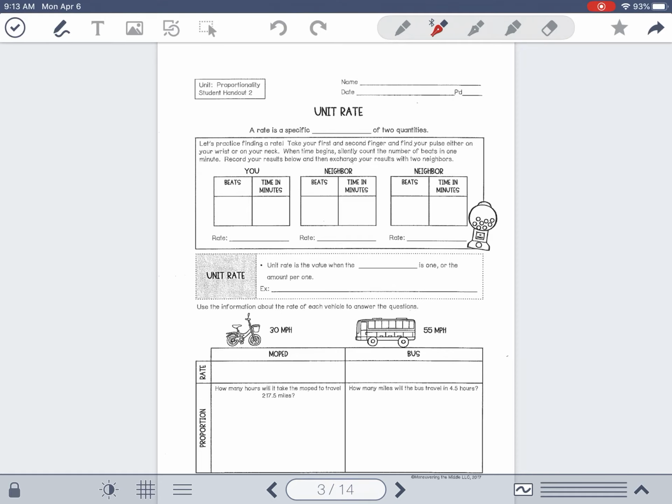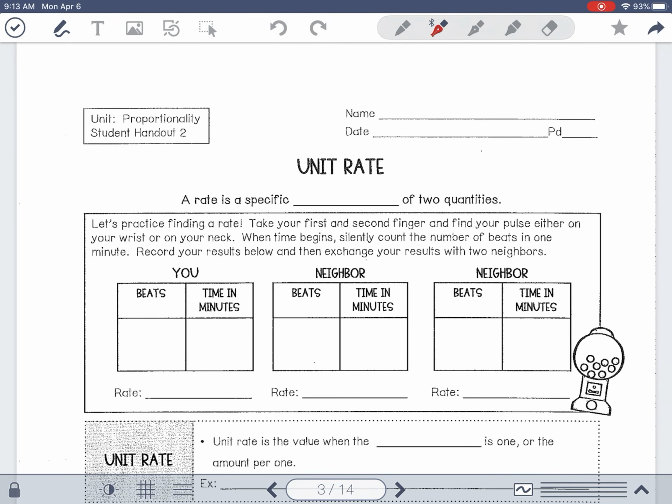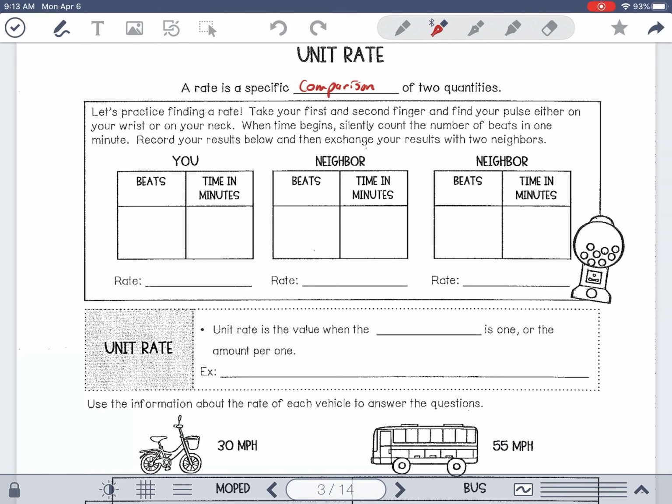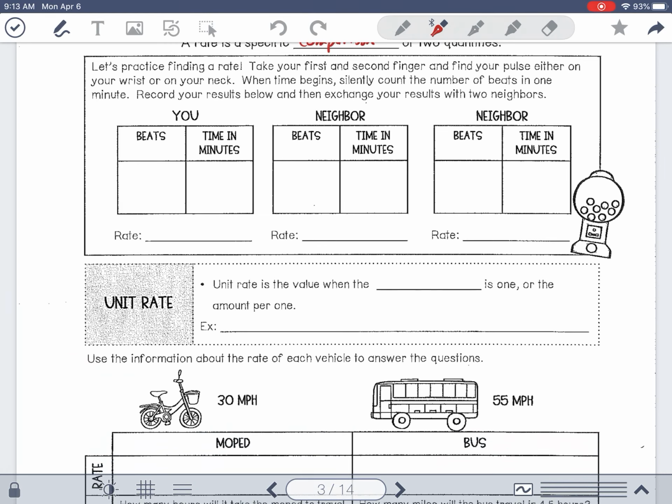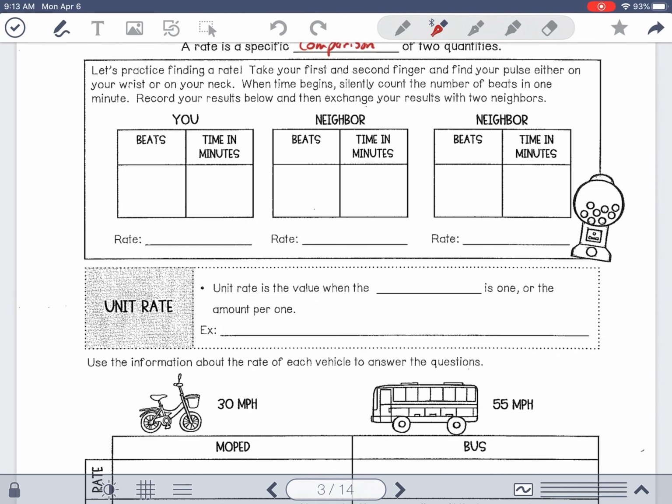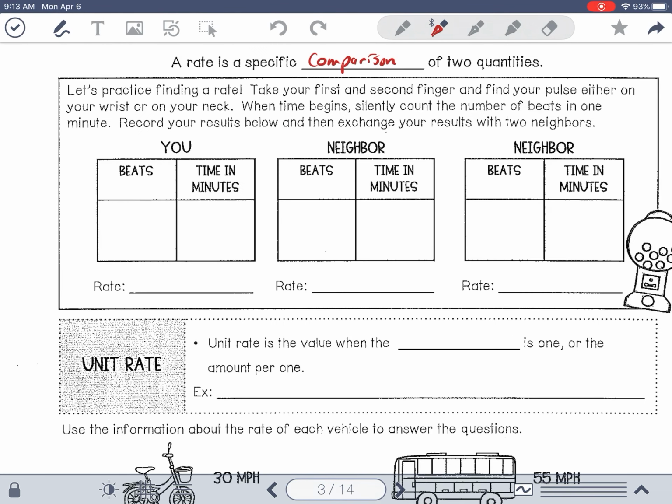Now we're talking about unit rate. This is very important to understand. A rate is when you have a specific comparison of two quantities. You're comparing two quantities. The first one, we talked about finding our pulse, and you're comparing two numbers. We did that, but I'm going to go through it very quickly.